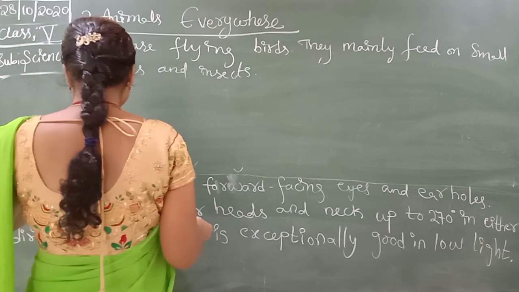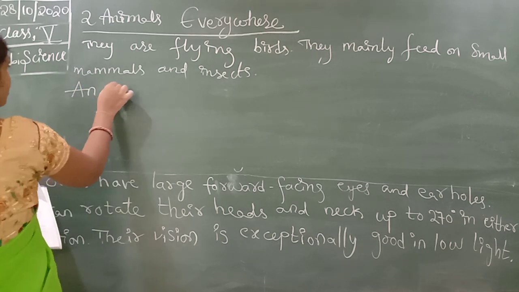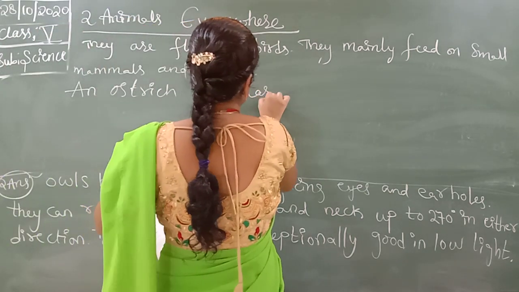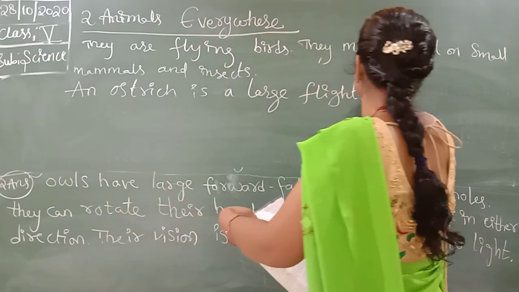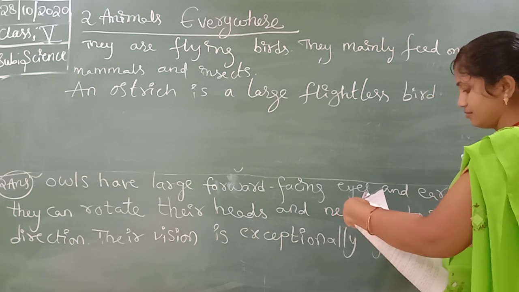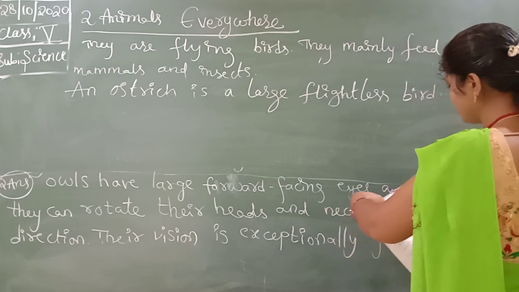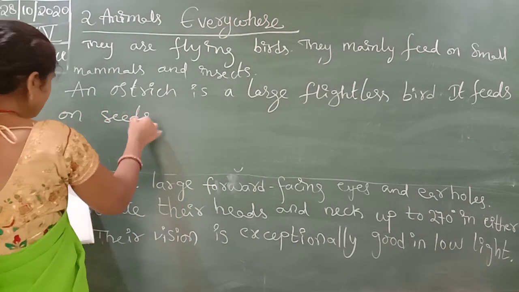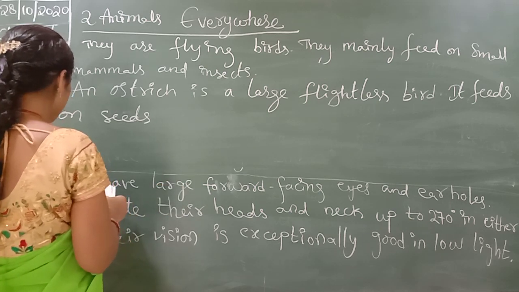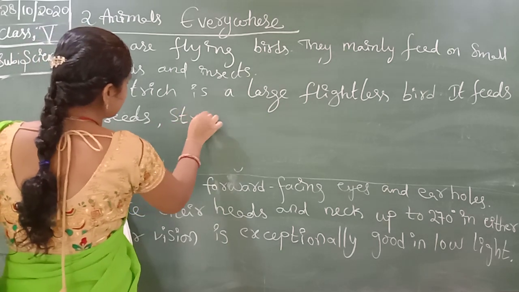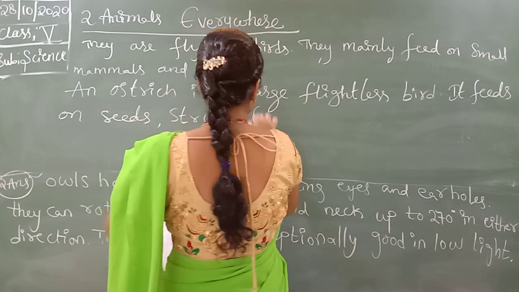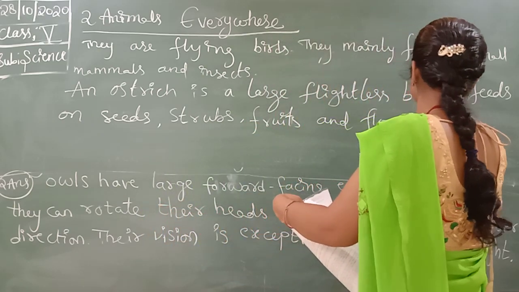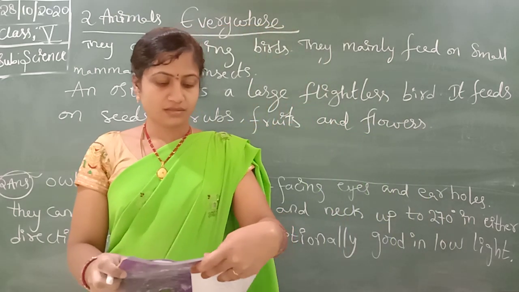An ostrich is a large flightless bird. It feeds on seeds, shrubs, fruits and flowers.